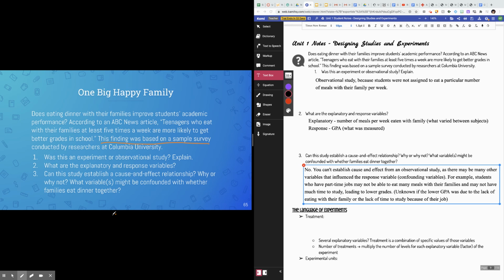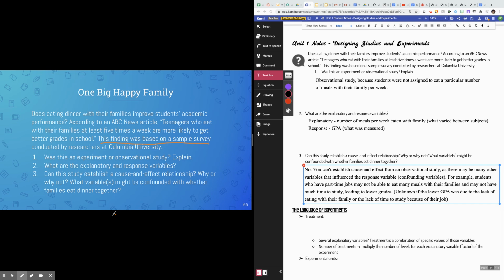This group is only going to eat with their family 3 times a week. This group 5, this group 7. That didn't happen, right? Because you can't do that in a sample survey. In a sample survey, they likely just sent out a poll to a lot of teens and families and asked, how many times a week do you eat dinner with your family? And then what are your general grades and GPA?